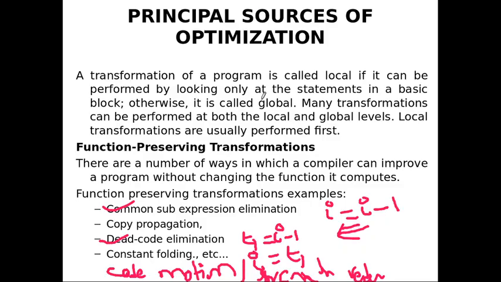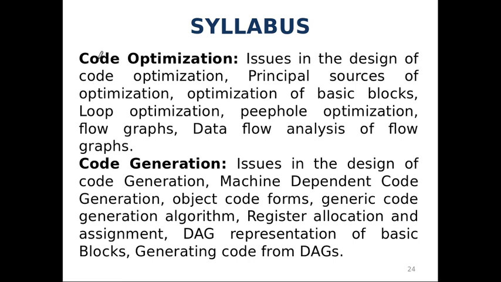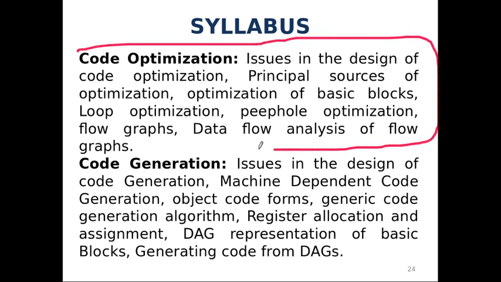So this is the syllabus of the code optimization chapter. Once again observe the issues we discussed: principal sources, basic blocks, loop optimization, peephole optimization, flow graphs, data flow analysis of flow graphs. Okay, that is the first chapter, nothing but code optimization.